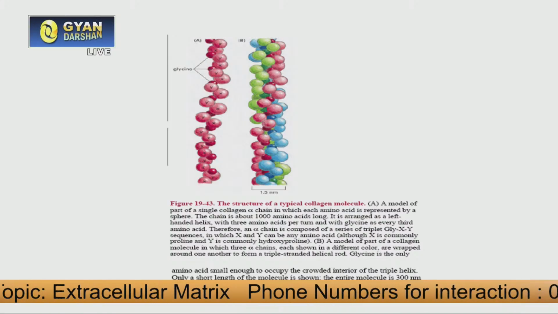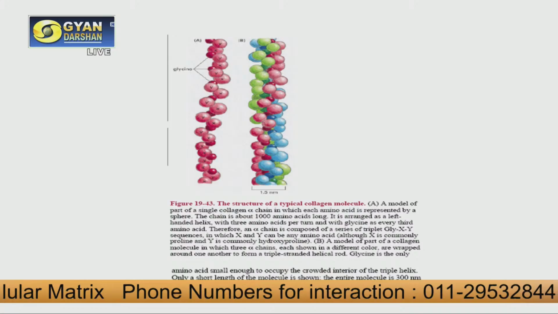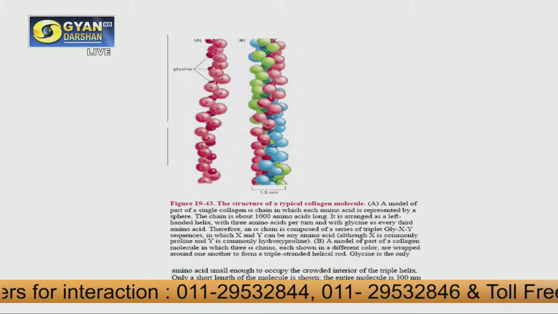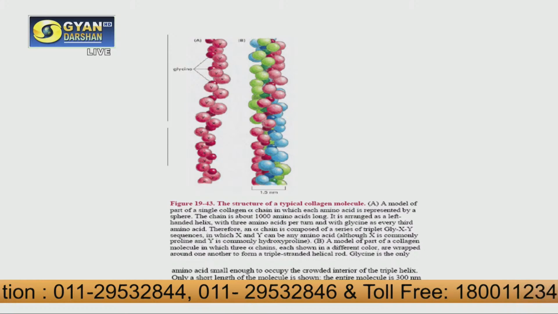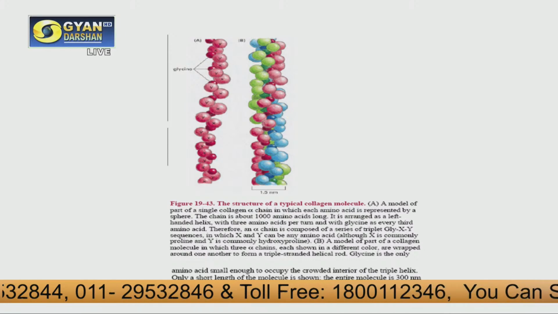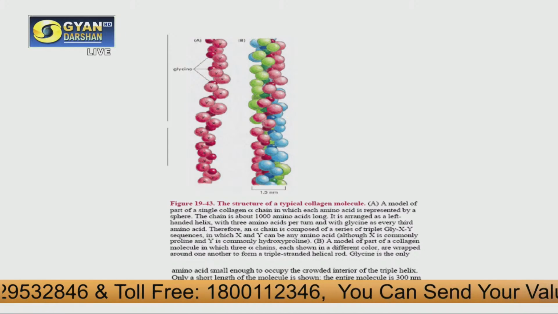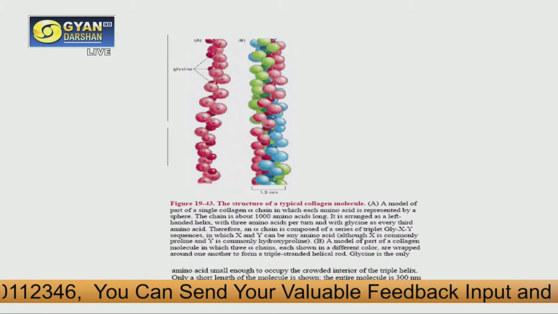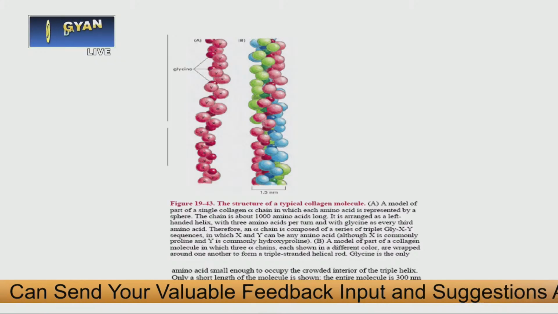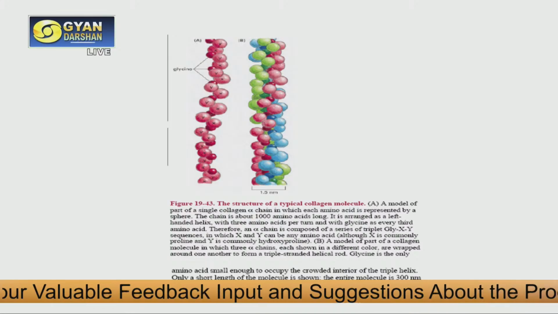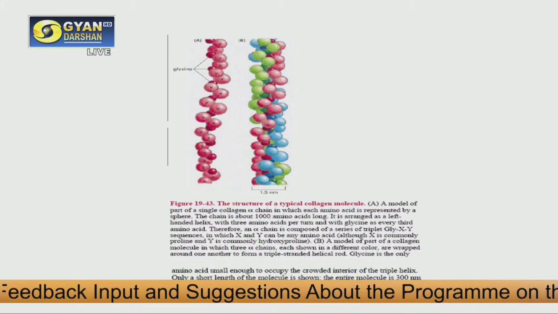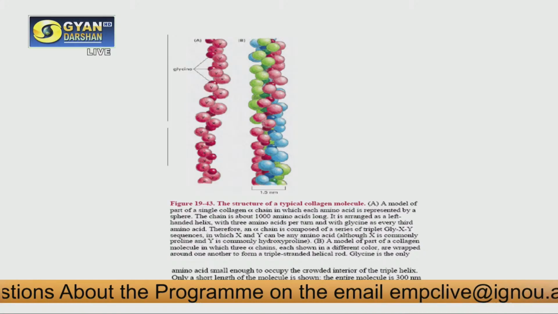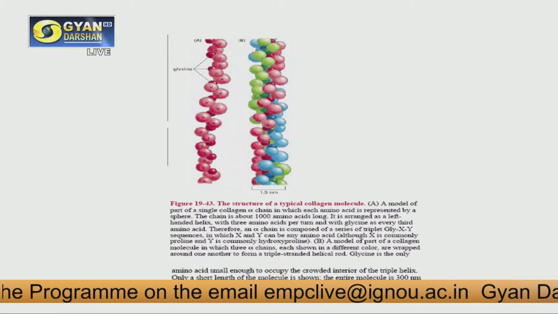And you all know that glycine is the simplest amino acid. So, what are the characteristic points? Number 1, 1000 amino acids long. Number 2, left-handed helical structure. Number 3, 3 amino acids per turn. Number 4, glycine at every third amino acid position. So these are the 4 major points that your answer should always contain.